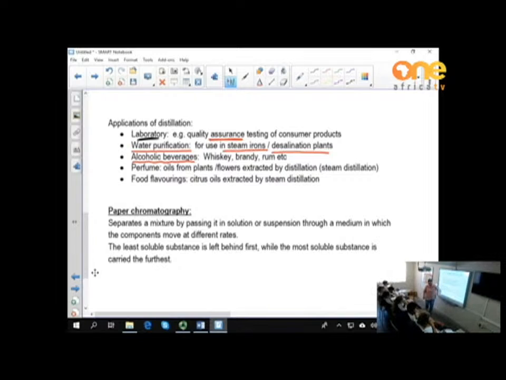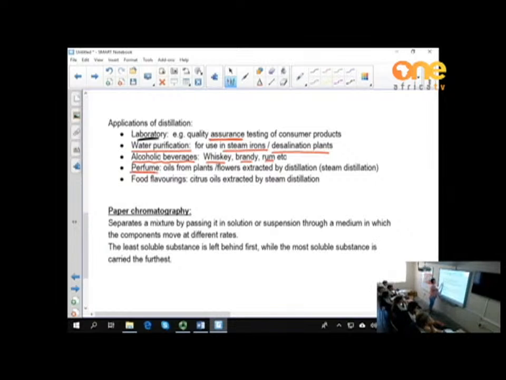So by distilling the alcohol off from the fermented carbohydrate source, we can make whiskey and brandy and rum and any of the so-called spirits. They are usually also more expensive than just a bottle of wine.